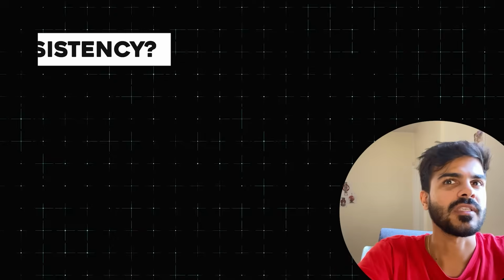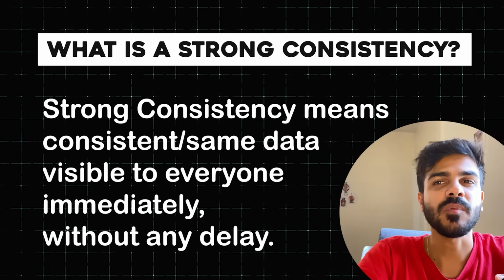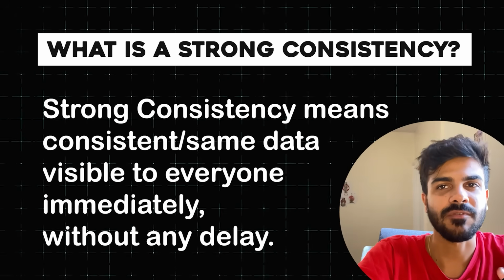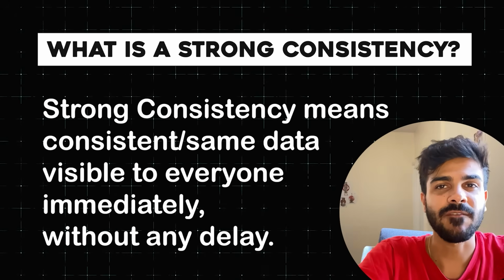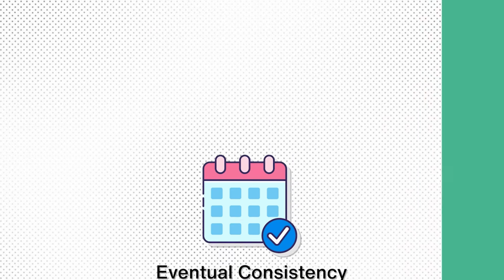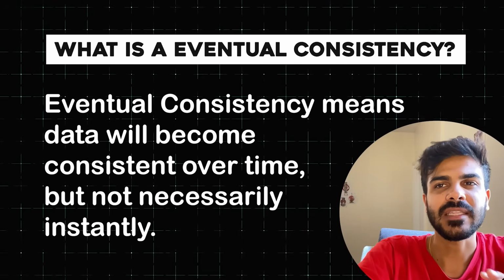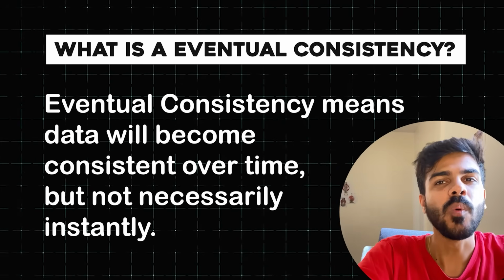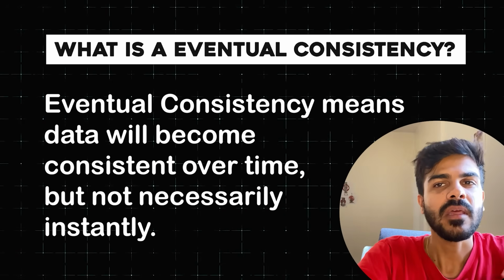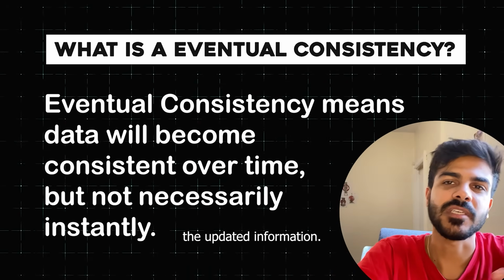What is a strong consistency? Strong consistency means that as soon as the information is updated, everyone sees the same updated information immediately. There is emphasis on the word immediately. That is, there is no delay. Eventual consistency means that the information will become the same for everyone over time, but not right away. There might be a short delay before everyone sees the updated information.